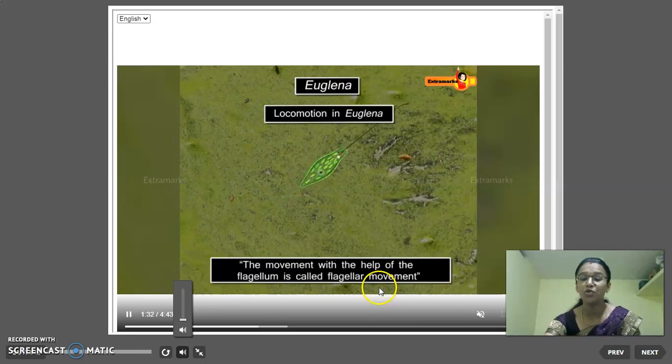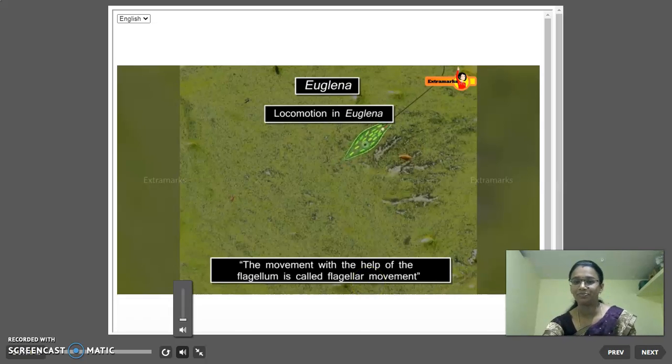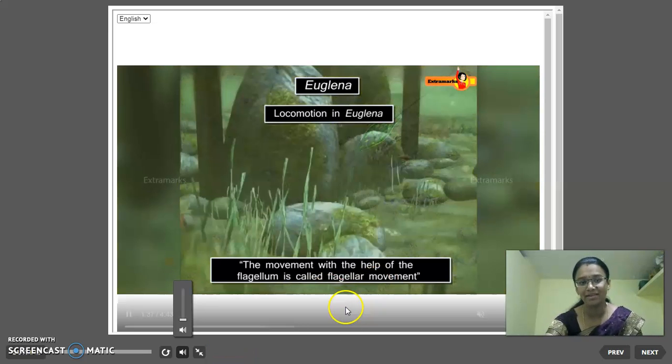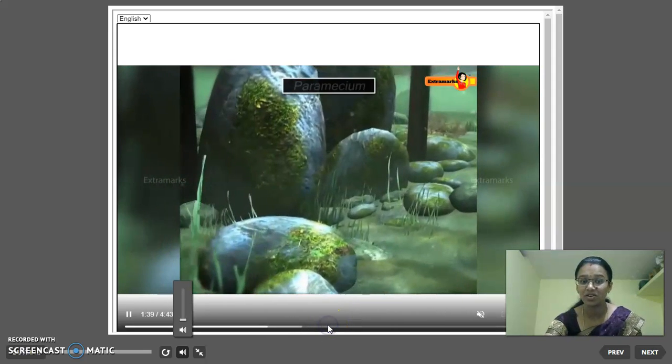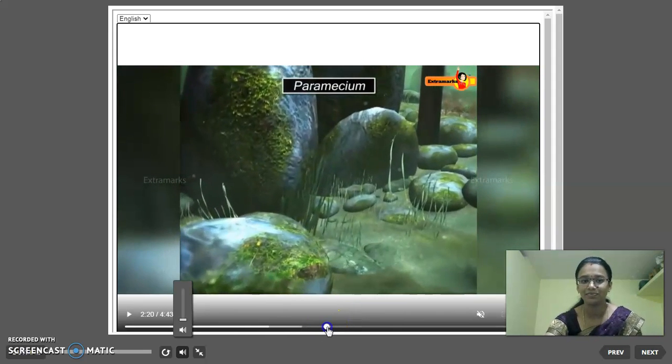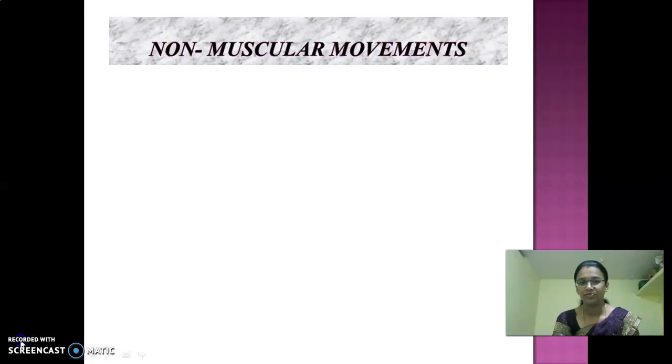Look at here. If you want, you can write the same points which are given here also. The movement with the help of flagellum is called flagellar movement. And then third thing, paramecium, we had discussed already. Yes or no? This paramecium we had discussed already. So then we are back to our class. Okay. Up to this, your video stops. I hope you are clear with the non-muscular movement.